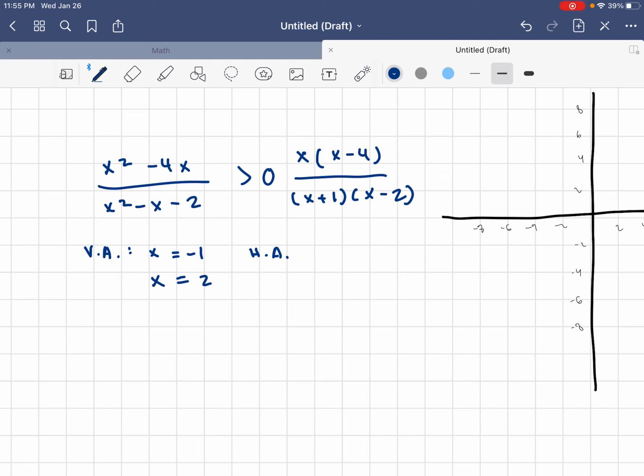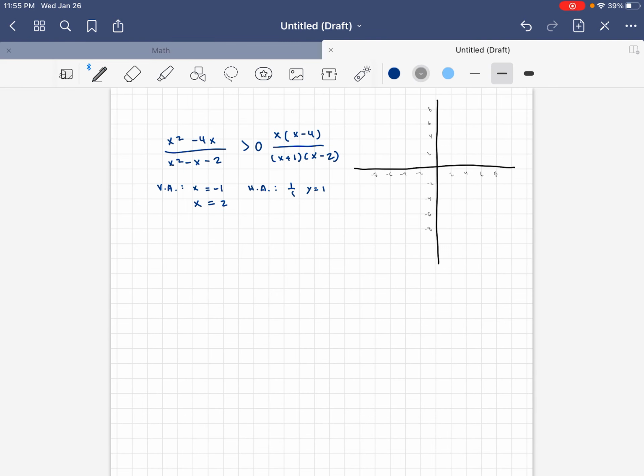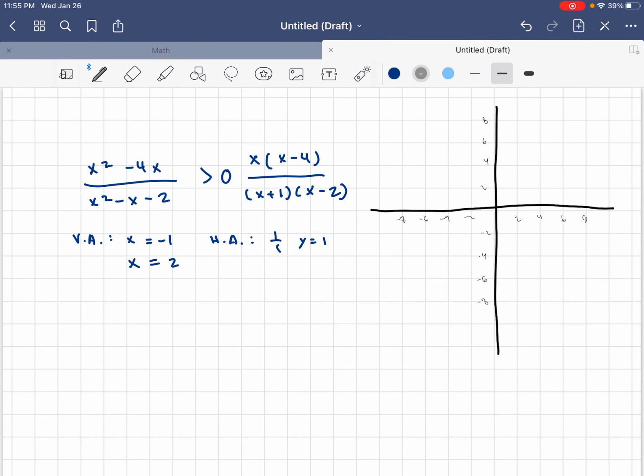Okay, so now let's do our horizontal asymptote. So just coefficients, since it's the same degree. So we have 1 over 1, which is just 1, so y equals 1. And let's draw those. So let's start over here, right? So negative 1. 2. And then 1.